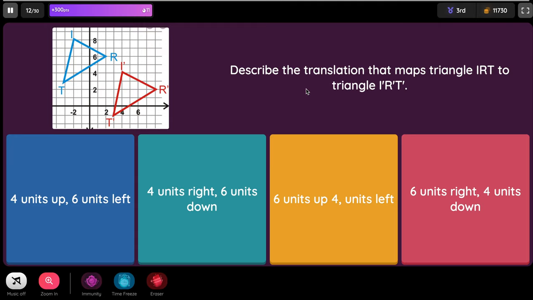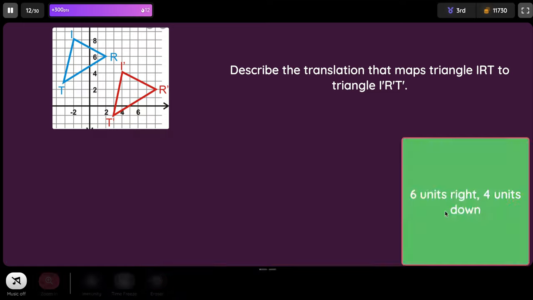Describe the translation that maps triangle IRT to triangle I prime, R prime, T prime. For example, if I choose the point R, you can choose I or T if you want. So you go 1, 2, 3, 4, 5, 6 units on the right, and then 1, 2, 3, 4 units down. So 6 units right, 4 units down. This one.